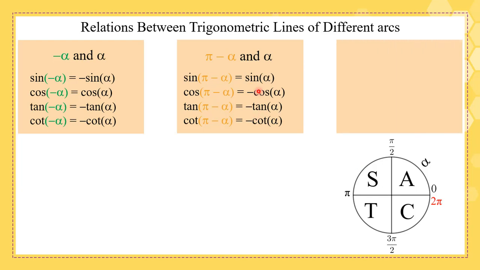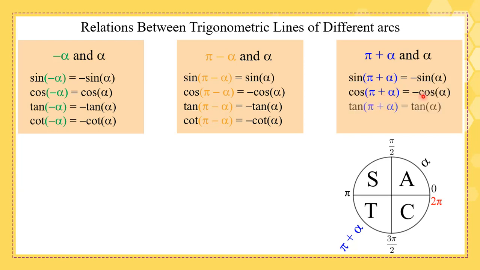Now let's see also the same idea for pi plus alpha. This is pi, and if we add alpha, we would be somewhere here. In this case, the tangent is positive, sine and cosine are negative. So as you expect, sine of pi plus alpha is minus sine alpha. The cosine is also minus cosine. Tan is as it is, and the cotan would be the same as tan.